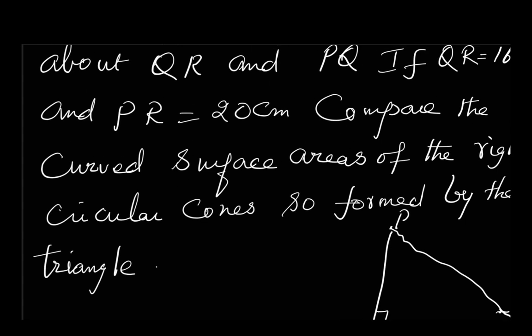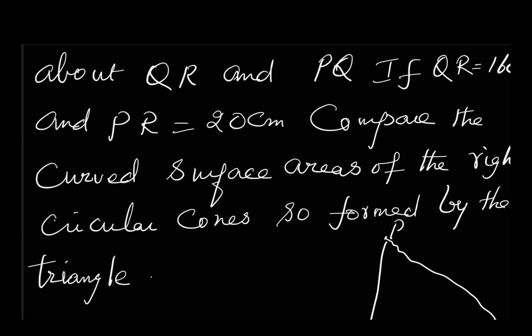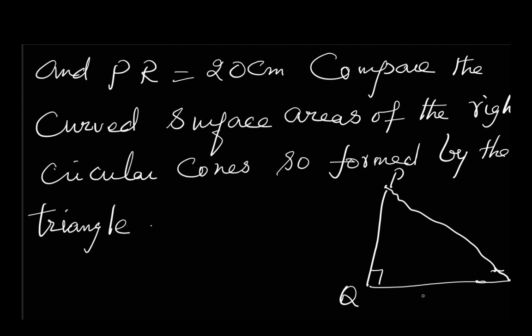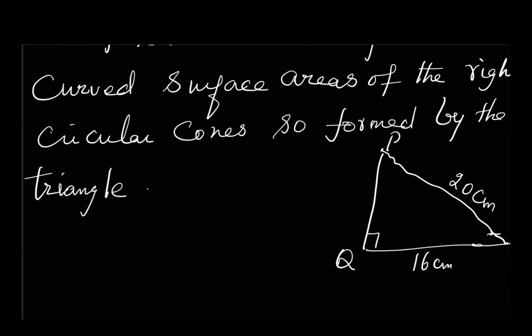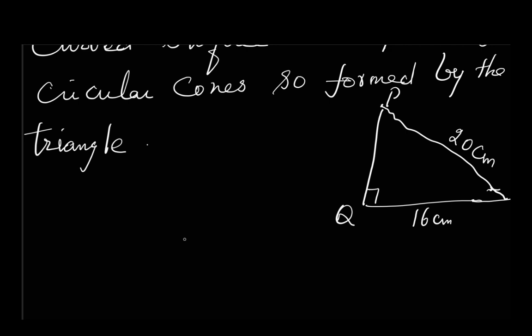See, they have given the measurements also. QR is the base, 16 centimeter. And PR is the hypotenuse, opposite to 90 degree, 20 centimeter. So only two measurements are given. One more measurement is missing here: PQ, one of the adjacent sides of this right angle. So first you find that in triangle PQR, angle Q is 90 degree.